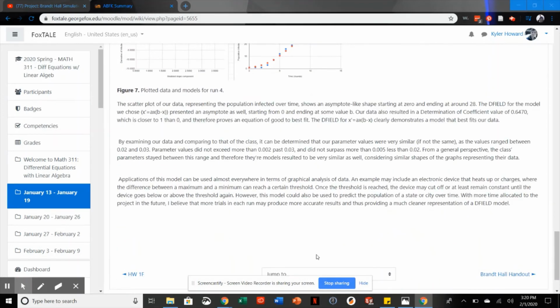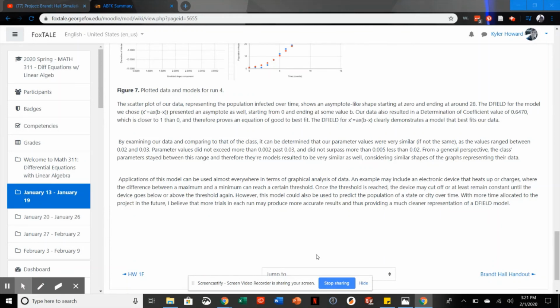The scatter plot of our data representing the population infected over time shows an asymptote-like shape starting at 0 and ending around 28. The d field for the model we chose, x prime equals ax times b minus x, presented an asymptote as well, starting from 0 and ending at some value b. Our data also resulted in a coefficient of determination of 0.6470, which is closer to 1 than 0 and therefore proves an equation of good to best fit. The d field for x prime equals ax times b minus x clearly demonstrates a model that best fits our data.